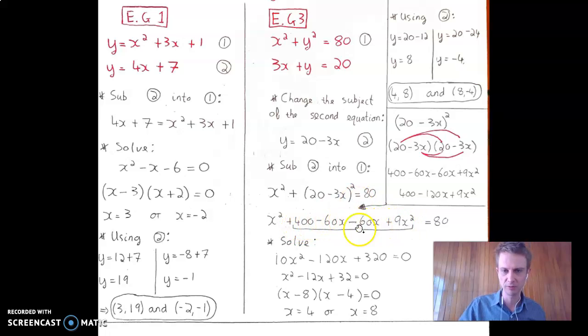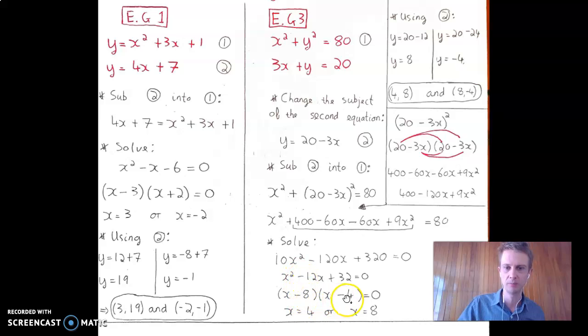Solving that and simplifying as well, we've got our x squared plus 9x squared is 10x squared. Minus 60x minus 60x is minus 120x, and the 80 coming over here. 400 minus 80 is 320. Now, you've really got a spot here that you can divide that all by 10. It's going to shave off a lot of time. Dividing everything by 10 gives you that.